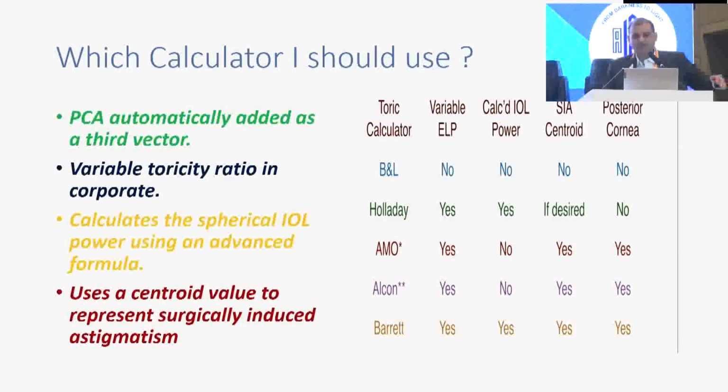So which calculator should one use? A calculator which automatically adds PCA as a third vector, incorporates a variable toricity ratio, and calculates the spherical IOL power using the advanced formula. Like the Barrett Toric calculator, it will give the spherical power automatically. Those Toric calculators work very well and use a centered value to represent the surgically induced astigmatism.